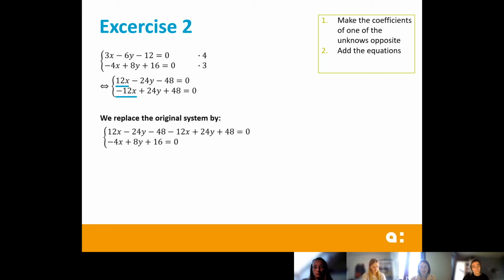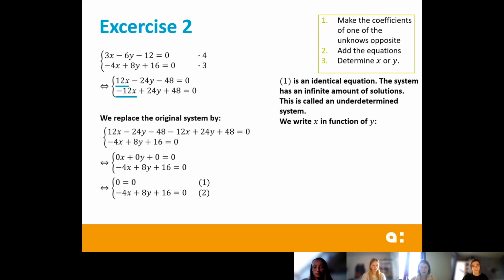We notice that we can cancel all the terms in the first equation. This results in 0x plus 0y plus 0 equals 0. We can also write this as 0 equals 0. This is an identical equation, which means the system of equations has an infinite amount of solutions. This is called an underdetermined system.